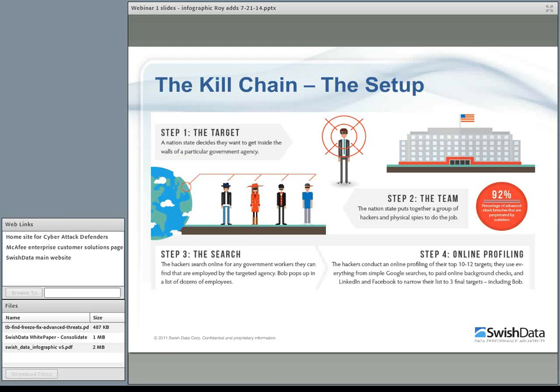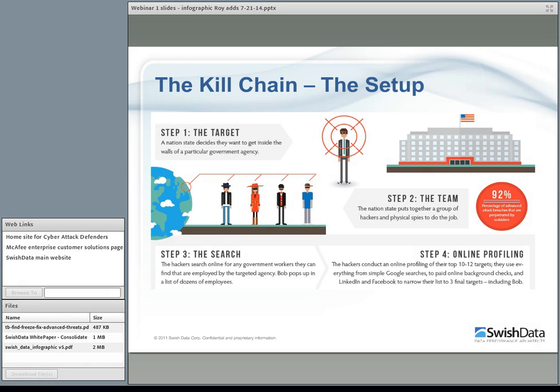So what you're seeing in this picture actually is snapshots of the infographic that is on our Cyber Attack Defenders website, and you're able to get the entire infographic there. We've actually provided, if you want to download it, the file in the far left side of your screen at the bottom. But if you don't grab it there and you want to grab it later, you can go to our Cyber Attack Defenders website.